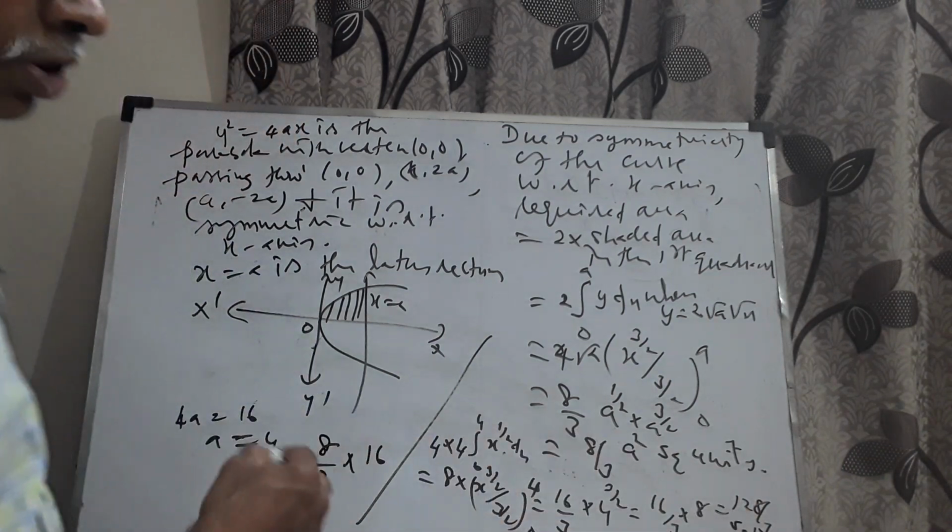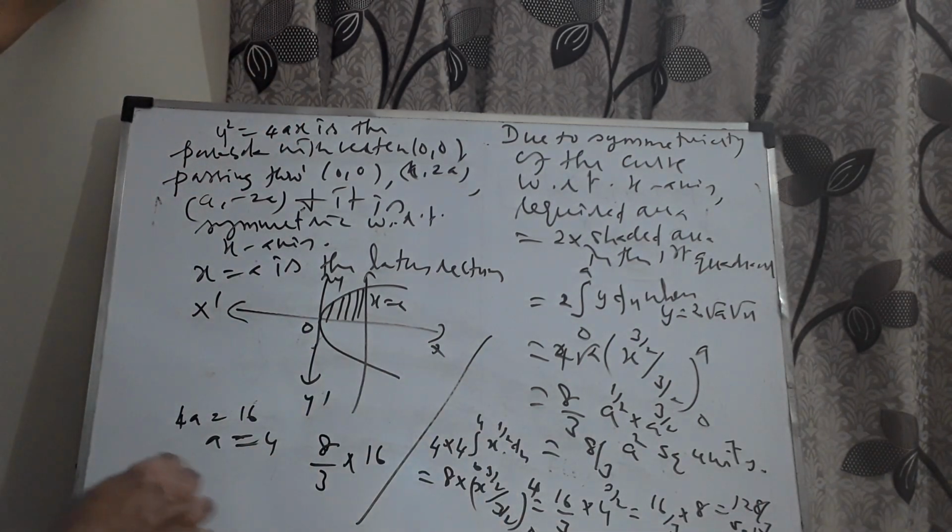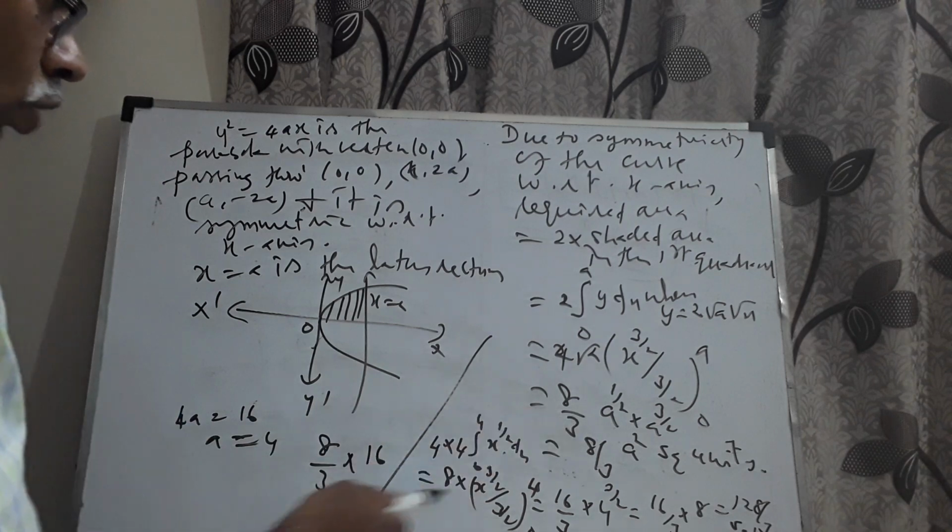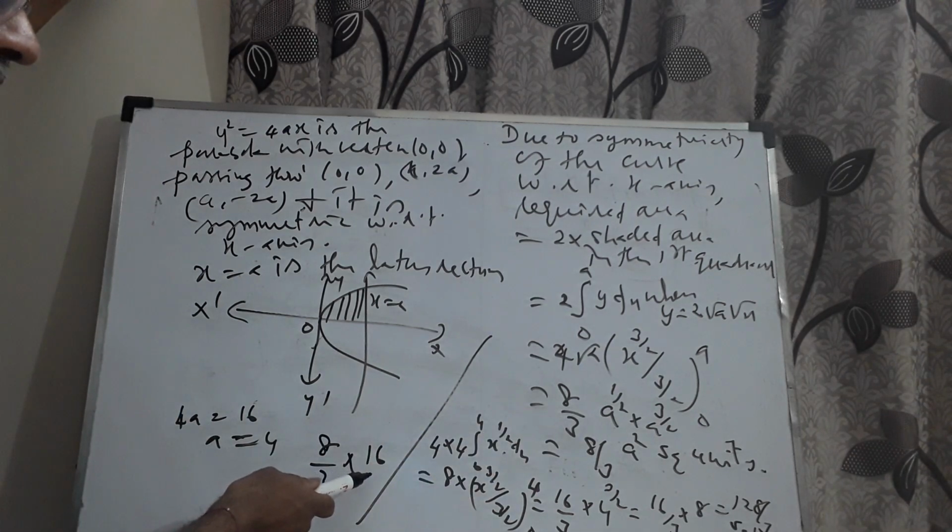I am talking about a particular case also. I will explain once again for you anyway. Here you can just check whether your answer is right or wrong. 8 by 3 times a square is the final answer. 8 by 3 times 16, 128 by 3, is correct.